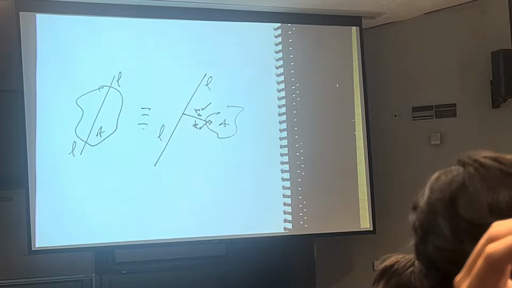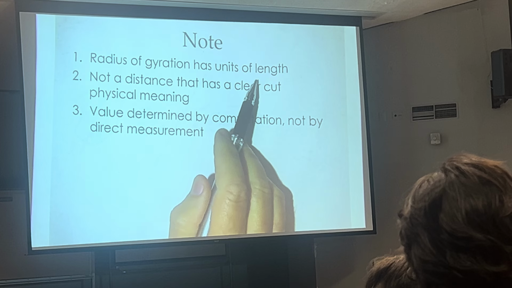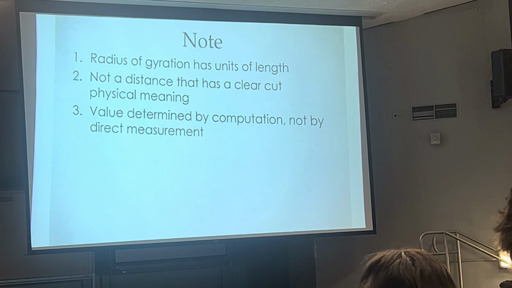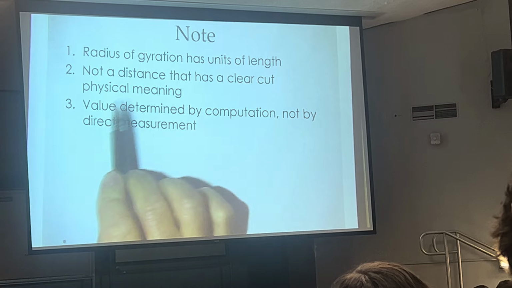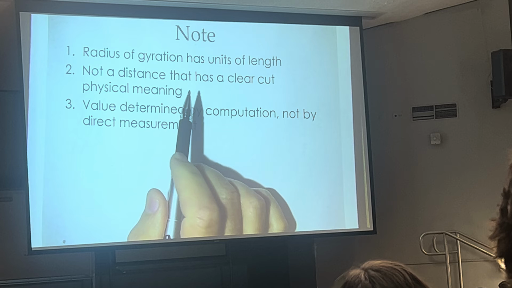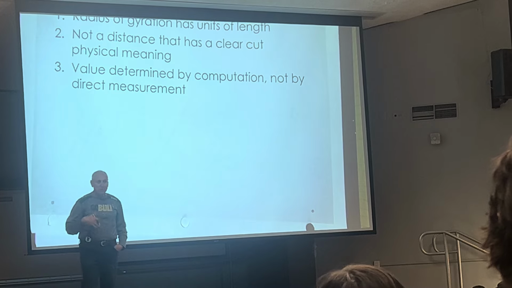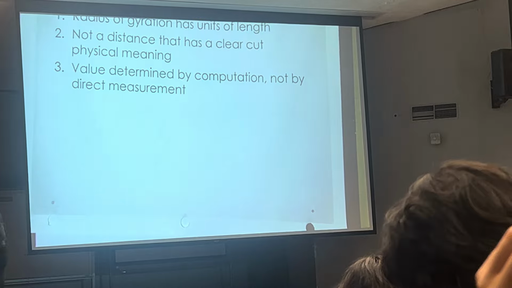A couple of notes on the radius of gyration. It has units of length, because you're taking the square root of feet to the fourth divided by area. That leaves me a length squared, and you take the square root, you're going to get length. It's not a distance that has any clear-cut physical meaning. Again, we made this up. Third, values are only determined by computation, not by experimentation, not by observation. You have to compute it. Okay?